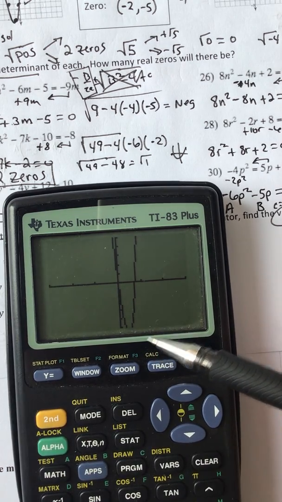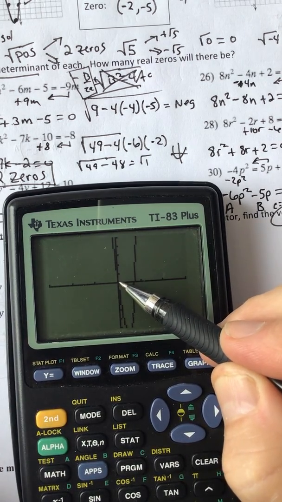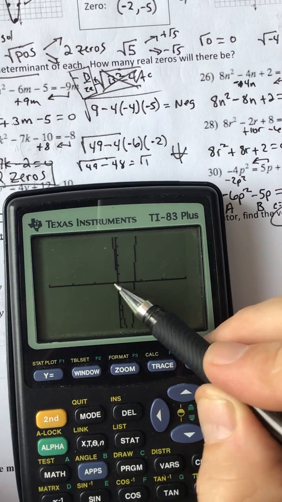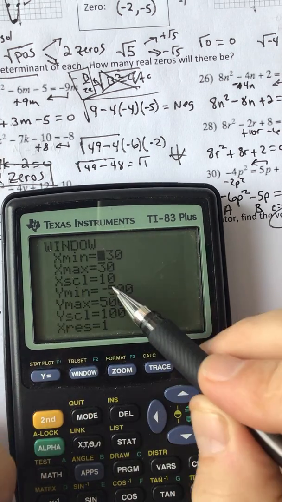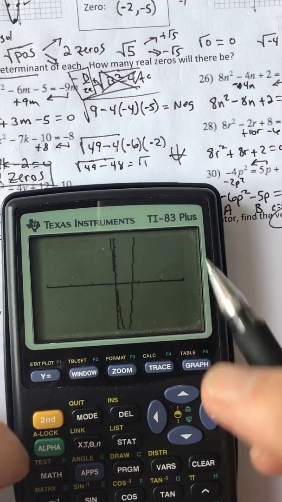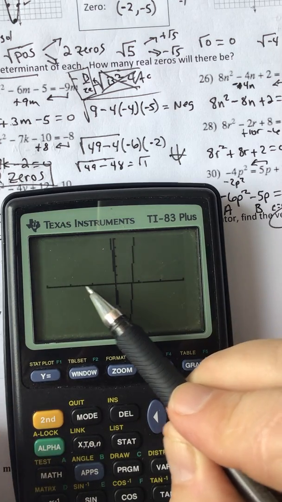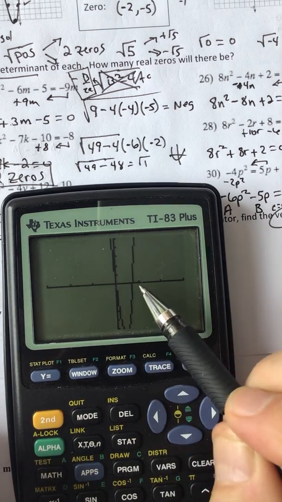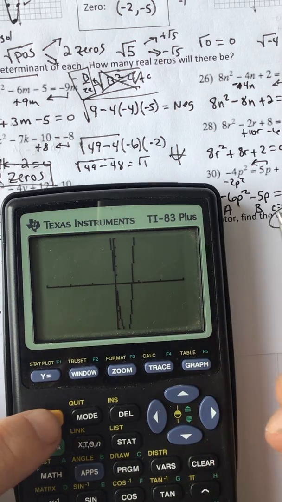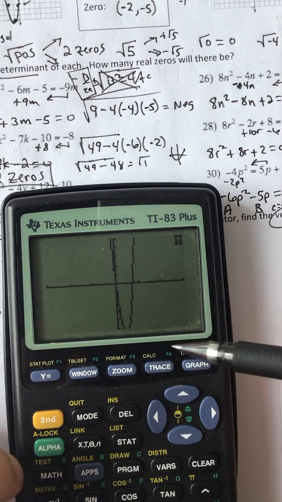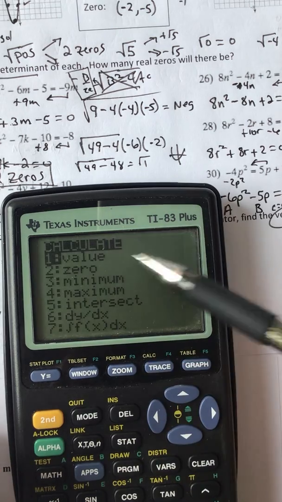Okay, so let's ask our calculator for this one. Now remember, I counted by tens. If I hit the window again, see, I counted by tens. So every one of these tick marks is a 10. That's negative 10, negative 20, negative 30, 10, 20, 30. So I'm going to go second, calculate, zero.